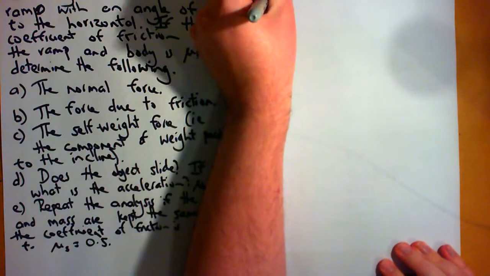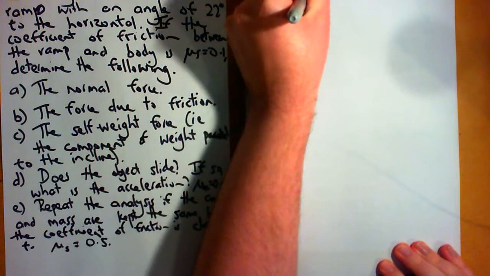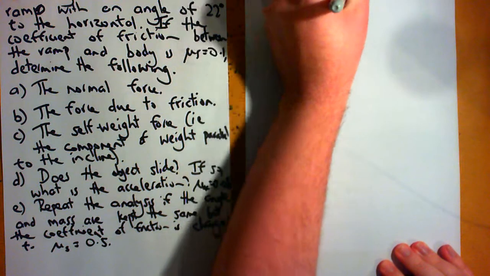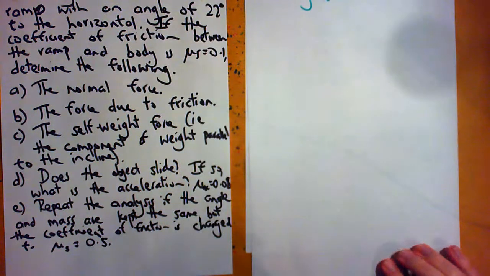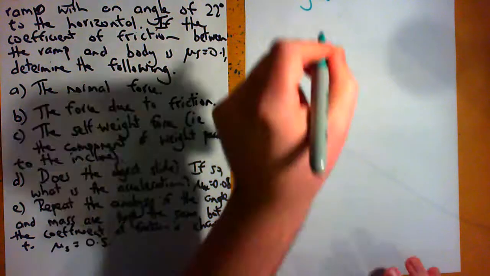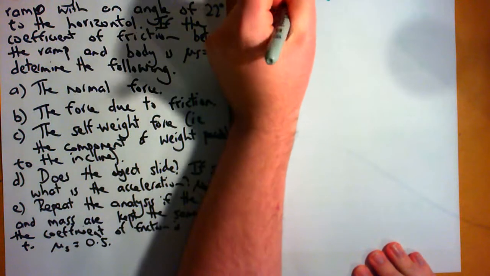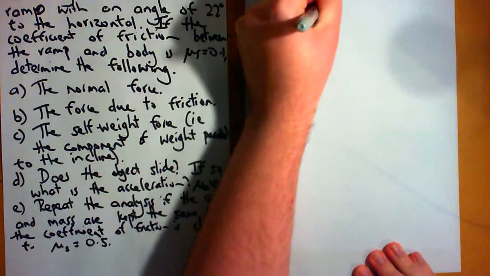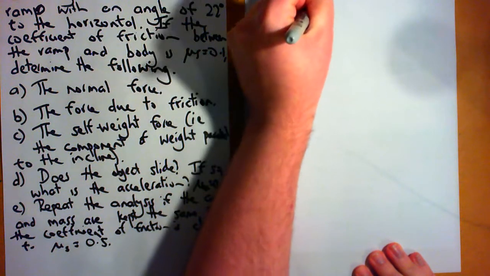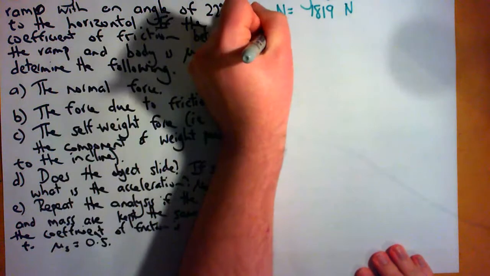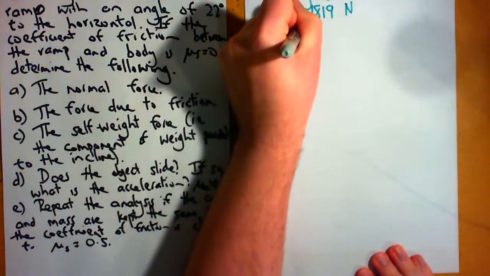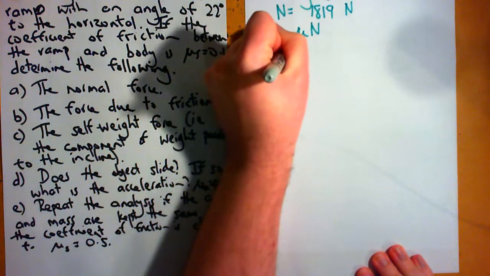Okay, so the normal force is, as we worked out before, mg times cosine of the angle. Now that does not depend on the coefficient of friction. There is no mu there, which means that's going to be unchanged. Normal force is still going to be 1,819 newtons.